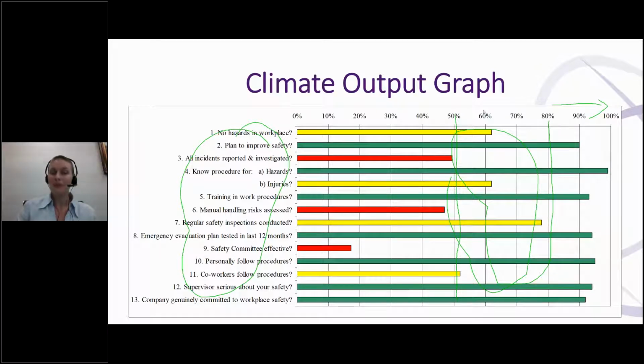Thanks, Katie. I really like the sound of these proactive lead indicators. Can you tell me more about how these safety climate surveys are conducted? So there's a few ways surveys can be conducted.